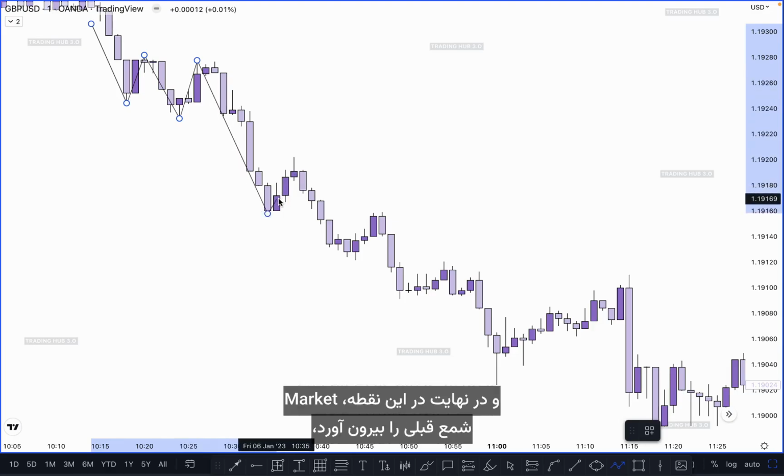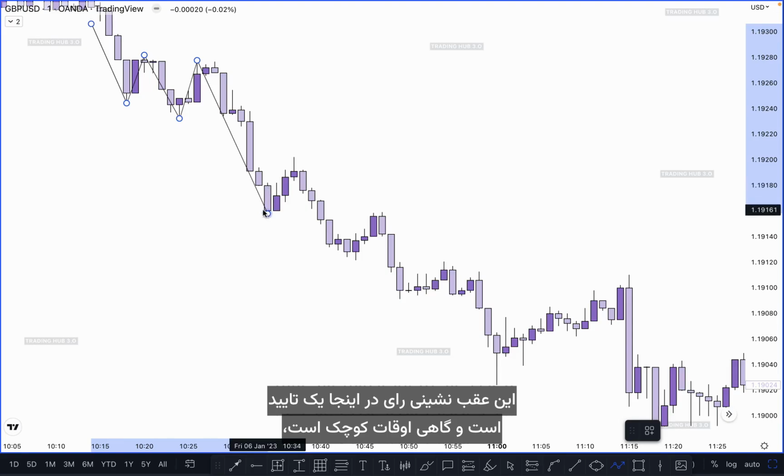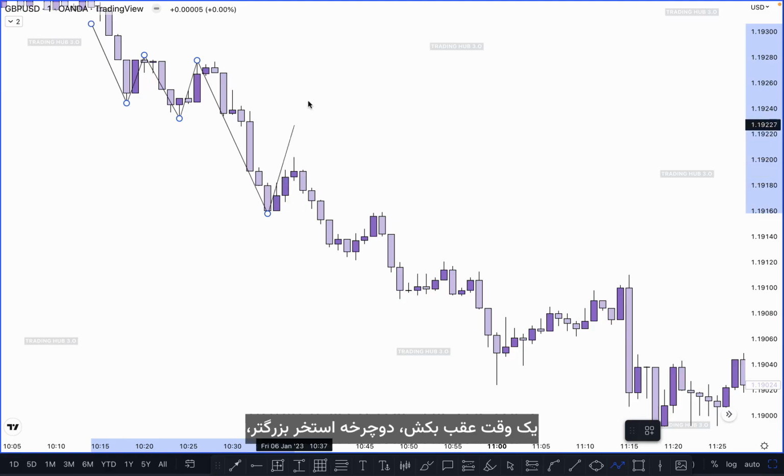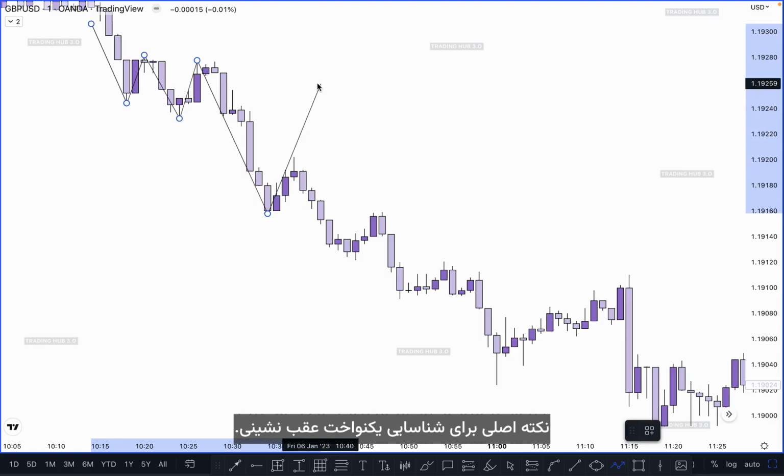And finally at this point the market takes out the previous candle high. When the market takes out the previous candle high, this valid pullback is confirmed. Sometimes it is a small pullback, sometimes a larger pullback, it doesn't matter. The main thing in identifying the pullback is this: even if one candle takes out the previous candle high or low, that's called a valid pullback.